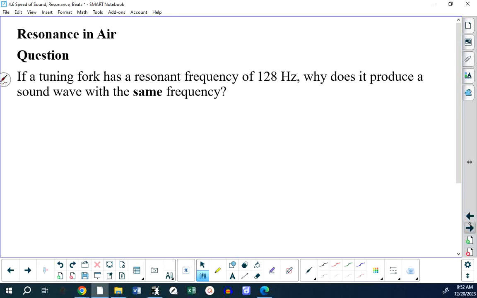All right. So we're going to be talking about a number of different things over the next little while in this lesson. And we're going to be talking about resonance in air, but in order to understand resonance in air, we need to understand what a tuning fork does.